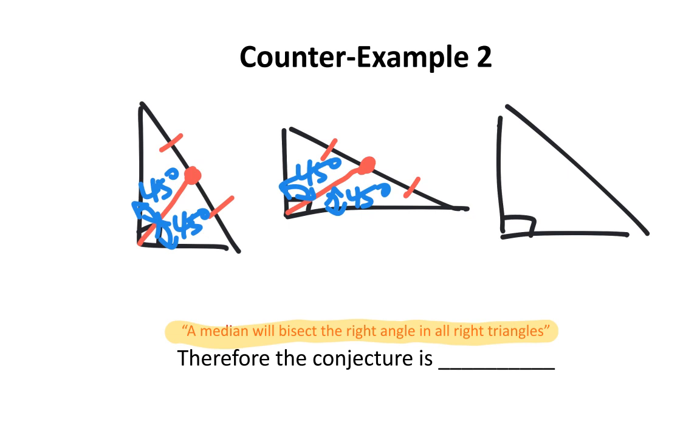Again, I'm going to construct a midpoint right over here, and I'm going to construct a median starting from that midpoint to the vertex over there. Again, if you were to use a protractor and measure this, that would be 45 degrees, and that would also be 45 degrees. Therefore, that median does bisect the right angle. At this point, I think it is safe to make a conclusion. Therefore, the conjecture is true, since we cannot think of any counterexamples for this statement.